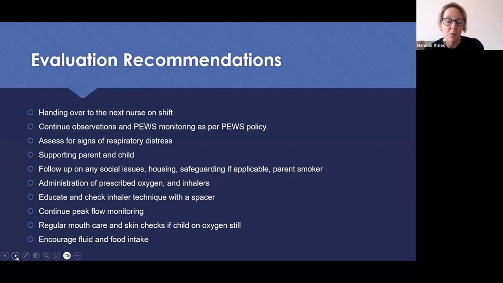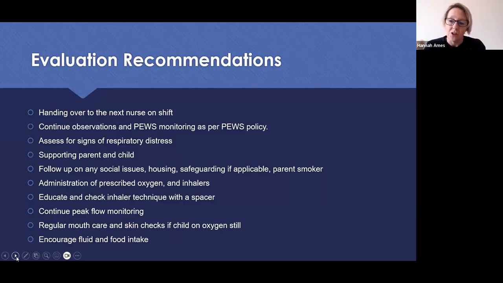You'd want them to continue to provide emotional support to the parent and the child. If you have identified any social issues, again, it would depend on your scenario, things with housing, a parent who smokes, possibly safeguarding, then you'd need to make sure the nurse taking over from you follows those up. Continue administration of prescribed oxygen and inhalers if the child is still receiving those when you get to your evaluation station.